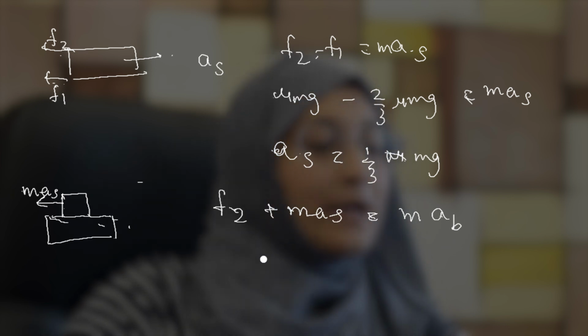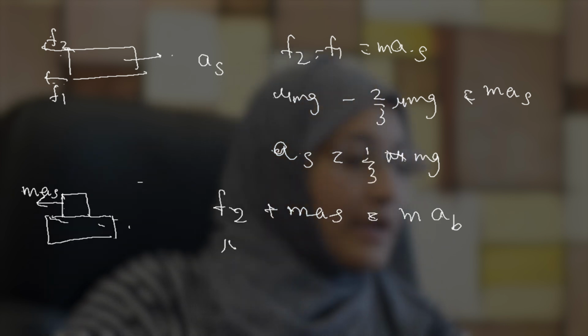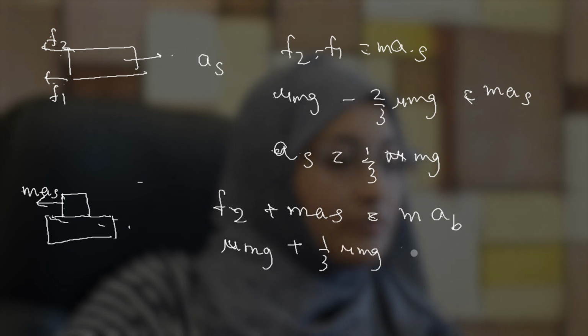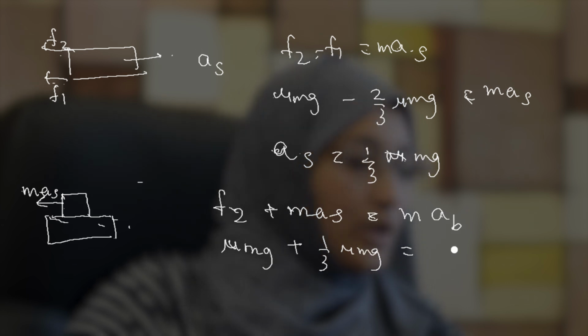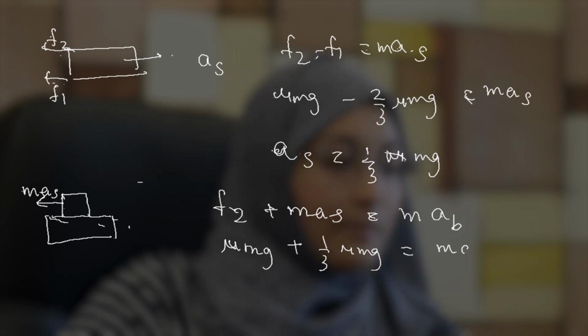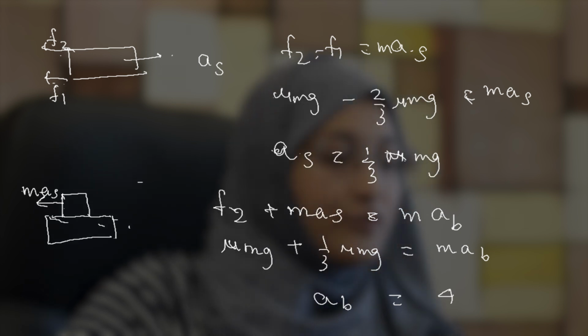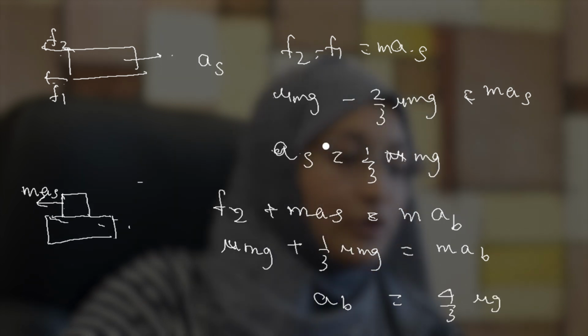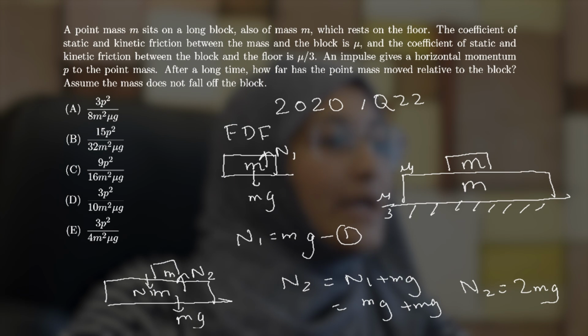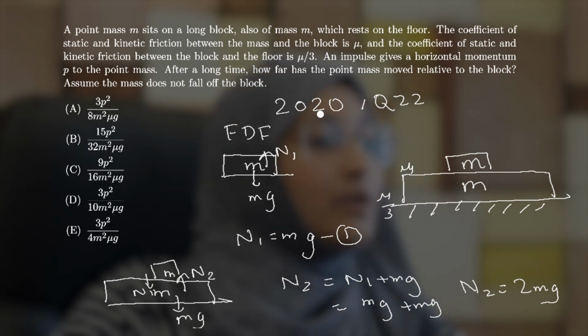So from here we can calculate the acceleration of the block: F2 was nu mg, plus 1 by 3 of nu mg, which is equal to mass into acceleration of the block. So from here we get the acceleration of the block as 4 by 3 nu g. But what we actually need to find out is the distance that the first block moves relative to the larger block.